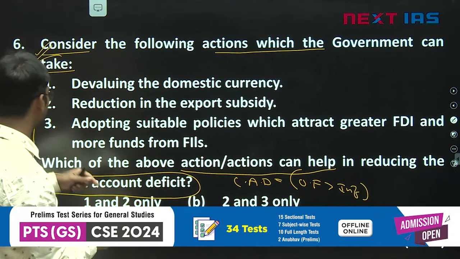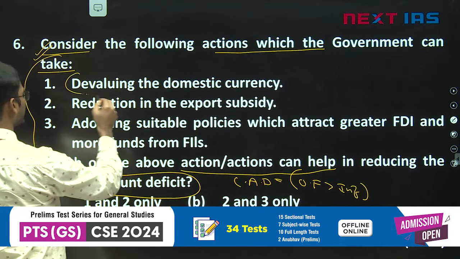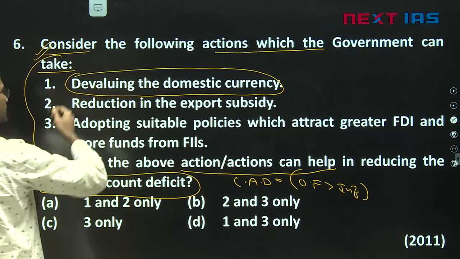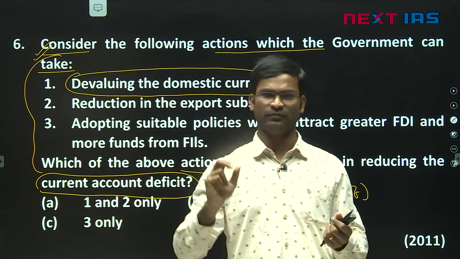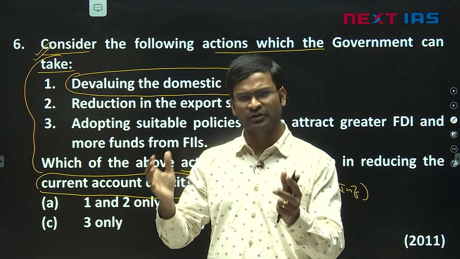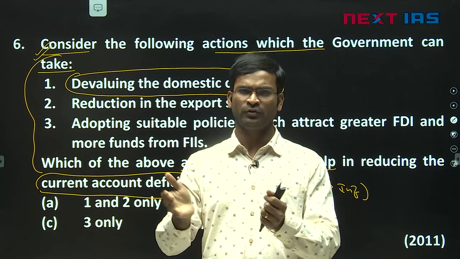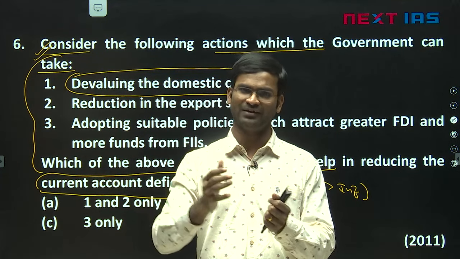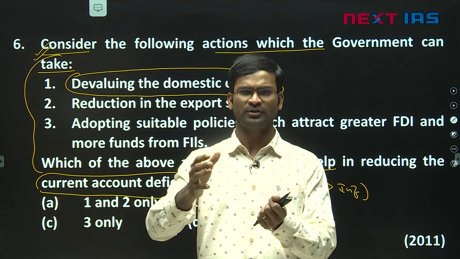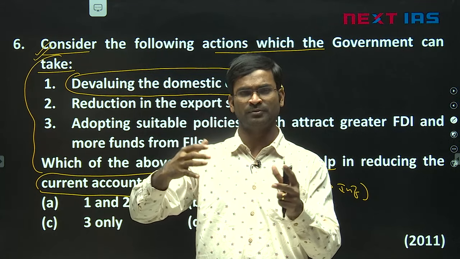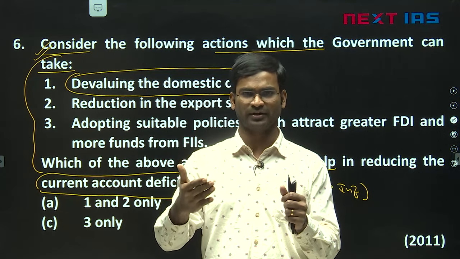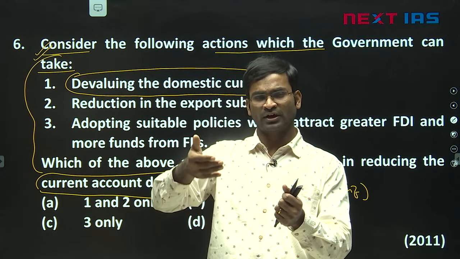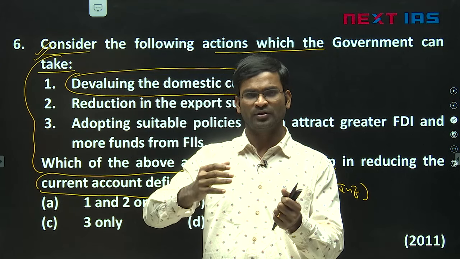Okay. Now first option, devaluating domestic currency. Generally, we use the words devaluation and depreciation, two keywords. In fixed exchange rate system, we use the words devaluation and revaluation. In simple terms, wherever fixed exchange system is there, central banks play an important role. For example, China. So when the currency is devaluated, what happens?